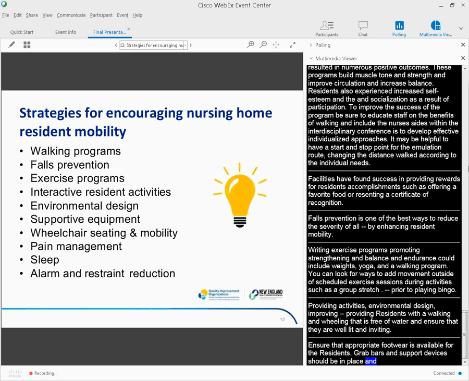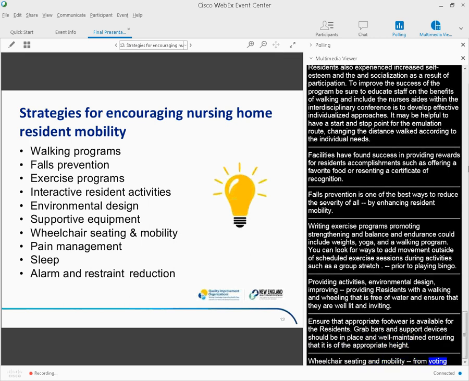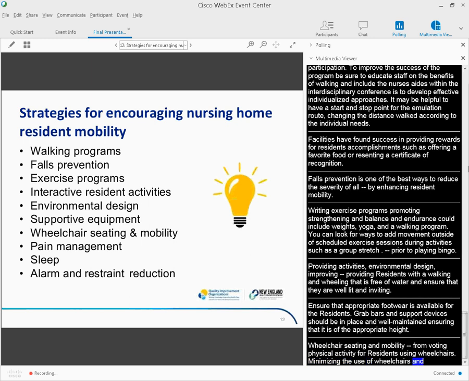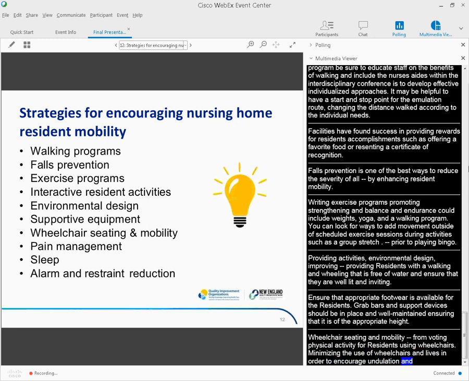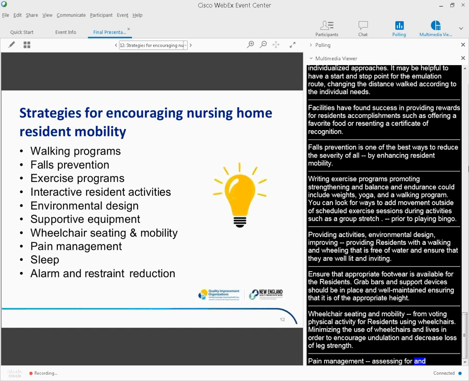Wheelchair seating and mobility, promoting physical activity for residents using wheelchairs, and also minimize the use of wheelchairs and lifts in order to encourage ambulation and decrease loss of leg strength. Pain management, assessing for and treating pain or other underlying conditions that could potentially limit mobility.